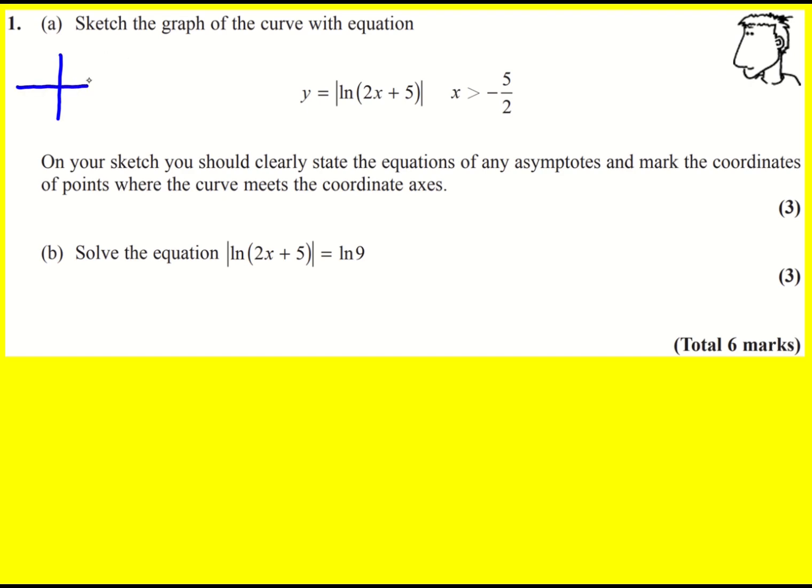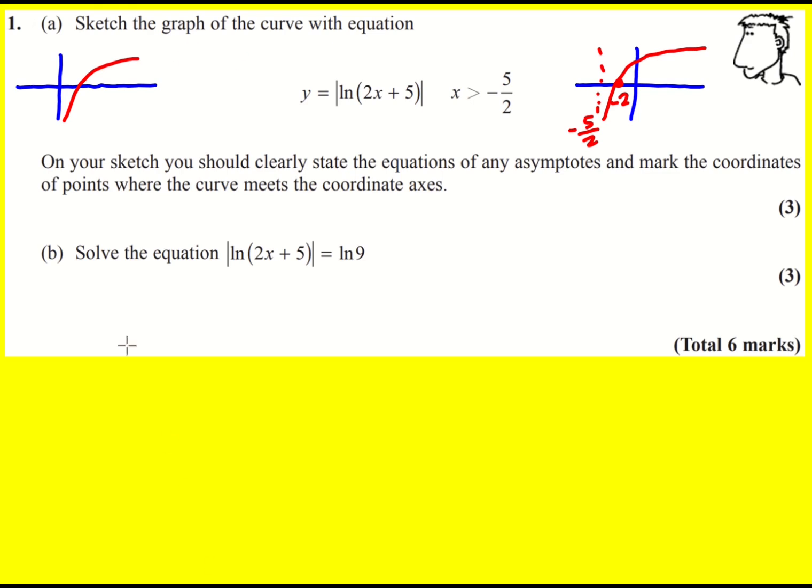Okay, first up, let's just draw a graph of ln x. So all log graphs look a little bit like that. Then, if I think about what happens with the transformation, the asymptote is going to move from x equals 0 to x equals minus 5 over 2. In fact, the new graph is going to look a bit like that. This will actually be minus 2, because that's when we get ln 1.